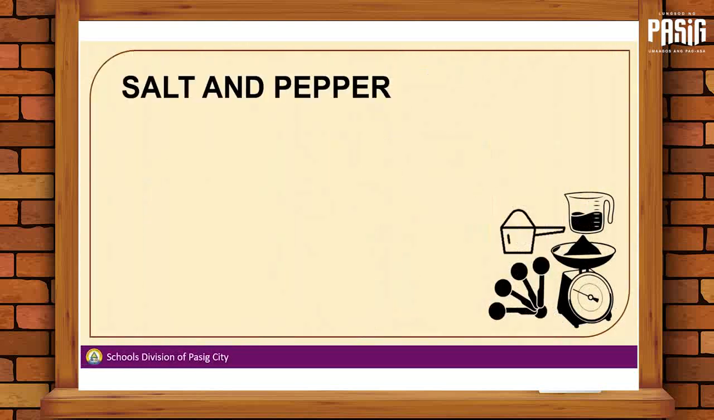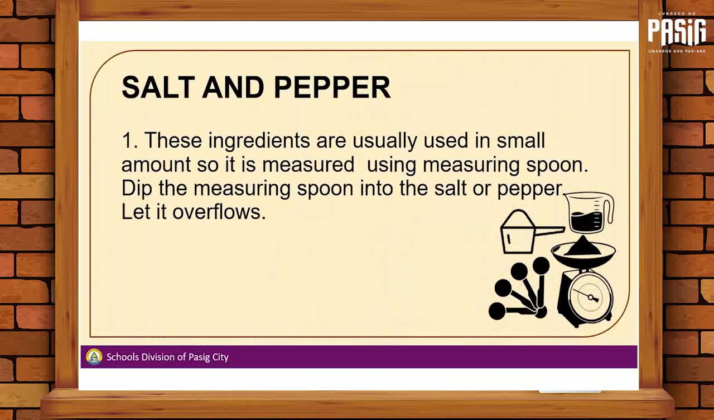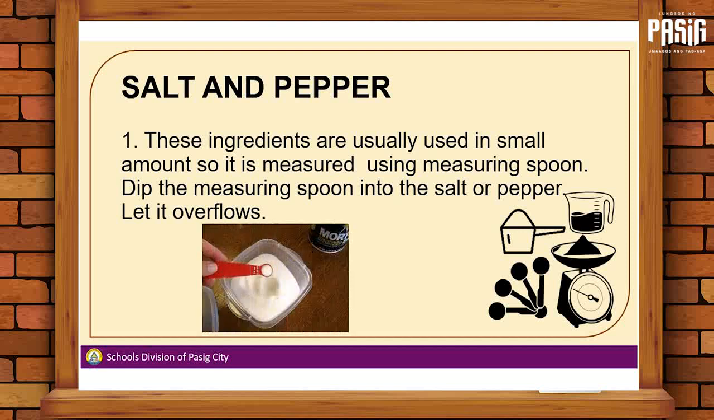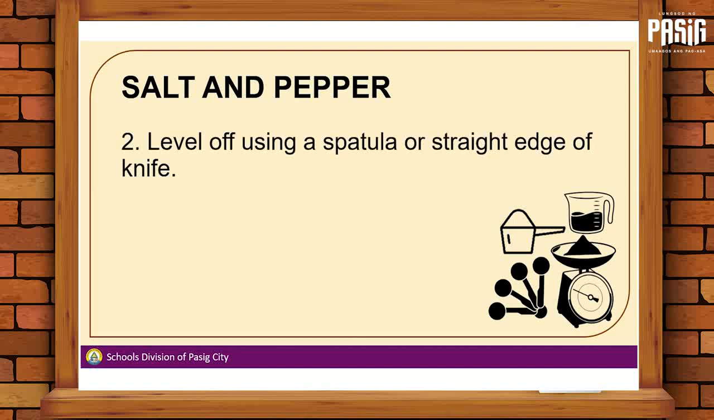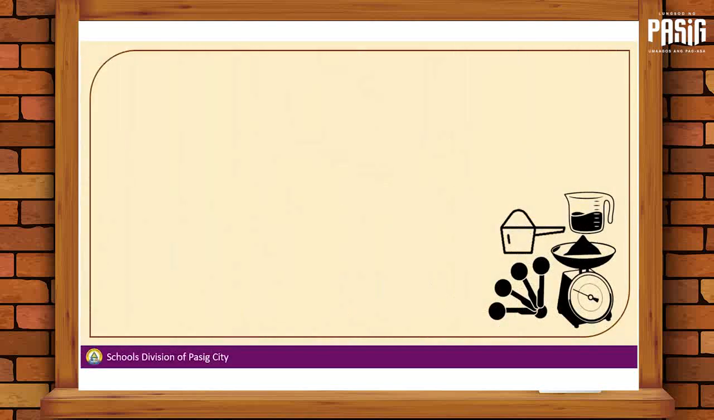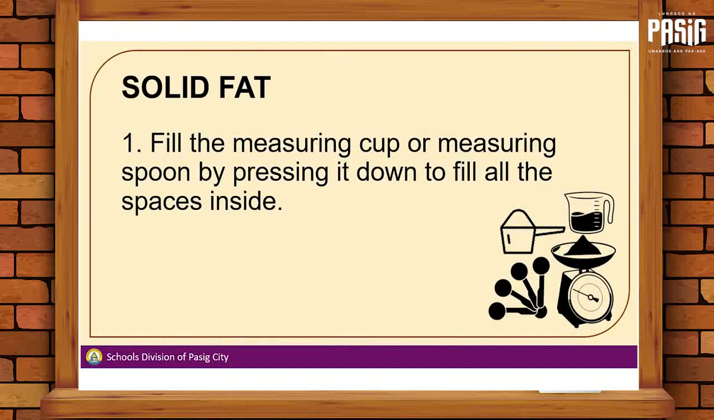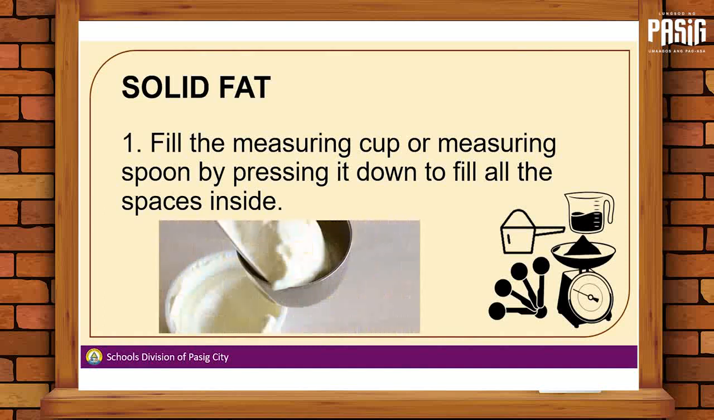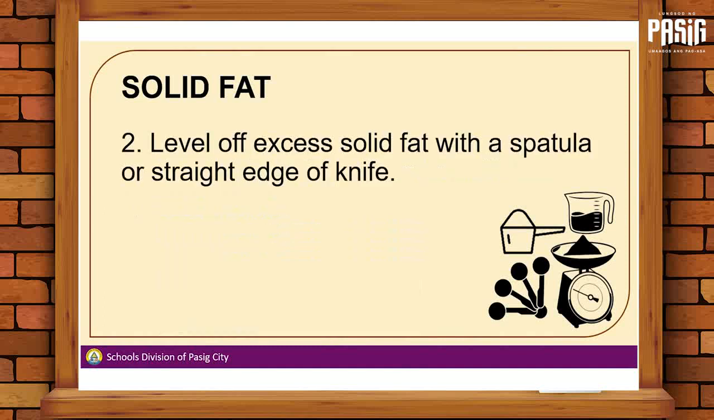For salt and pepper, 1. These ingredients are usually used in small amount, so it is measured using measuring spoon. Dip the measuring spoon into the salt or pepper. Let it overflow. Number 2. Level off using a spatula or straight edge of a knife. For solid fat, 1. Fill the measuring cup or measuring spoon by pressing it down to fill all the spaces inside. 2. Level off excess solid fat with a spatula or straight edge of a knife.